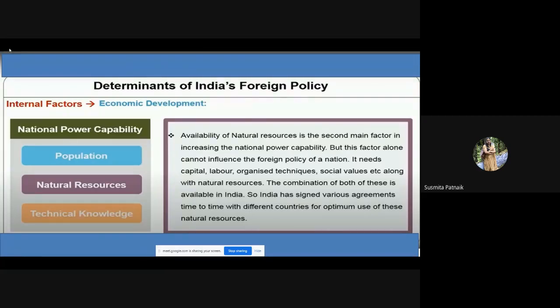So as a welfare state, what do you mean by welfare state? A state which satisfies the livelihood of a person. That is called a welfare state. So here the population of a country is a great determinant of Indian foreign policy. The population should not be too large or too small. It should not be so small that it cannot apply the natural resources, or it cannot apply the technical knowledge of the country to make the product into a finished product.